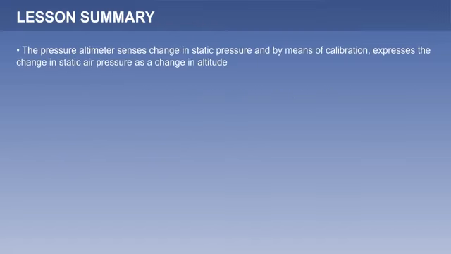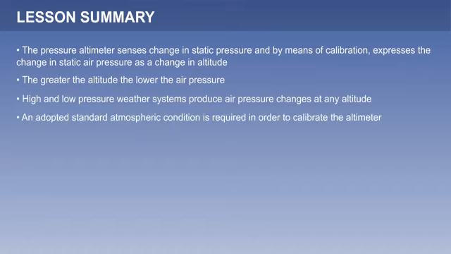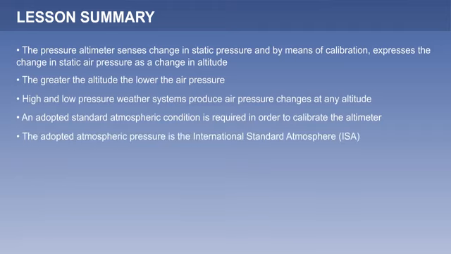The pressure altimeter senses change in static pressure, and by means of calibration expresses the change in static air pressure as a change in altitude. The greater the altitude, the lower the air pressure. High and low pressure weather systems produce air pressure changes at any altitude. An adopted standard atmospheric condition is required in order to calibrate the altimeter. The standard atmospheric pressure is the International Standard Atmosphere, ISA.